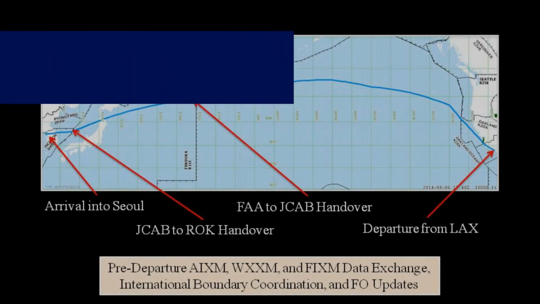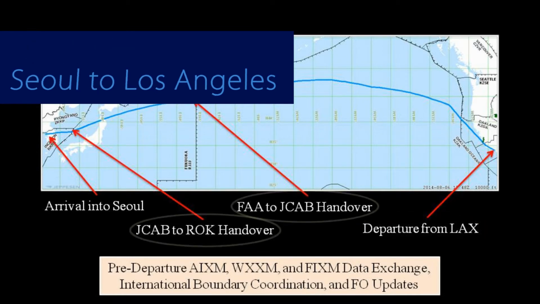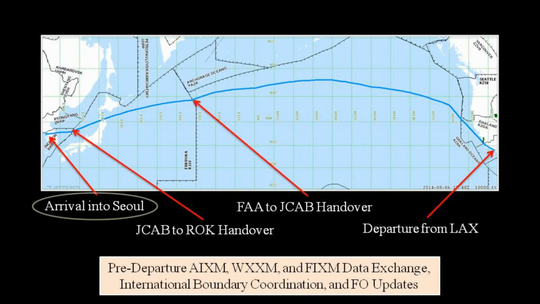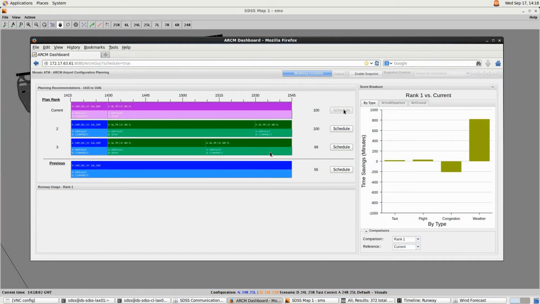Scenario 10B, LAX to Seoul. This scenario was divided into 4 parts to demonstrate the boundary coordination with the original TAF and SIGMET impacts. Under the impact of the TAF data, the SDSS processed the WXXM information and published the runway configuration changes.